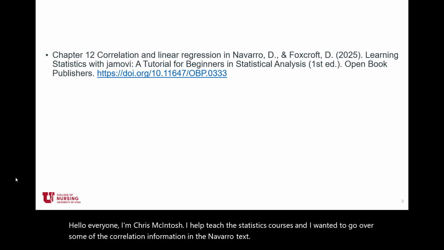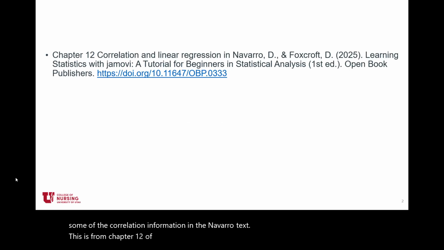This is from chapter 12 of the Navarro text, Correlation and Linear Regression, the first two sections.